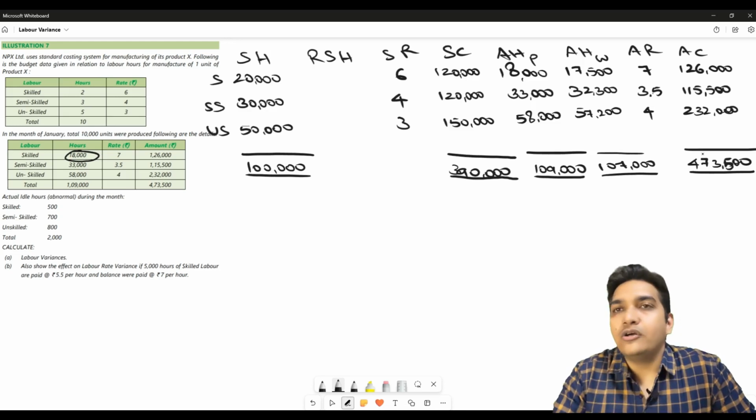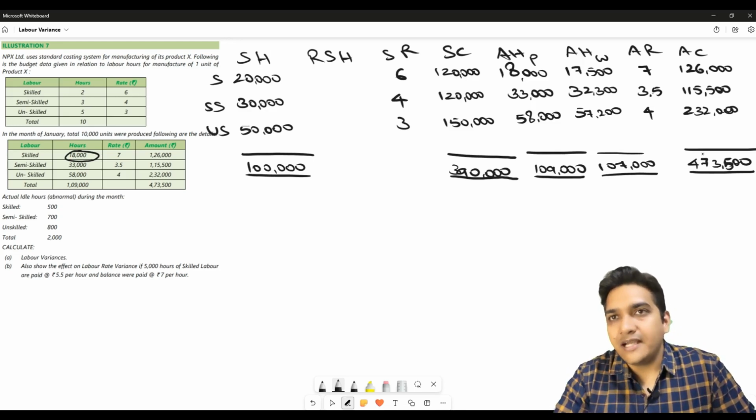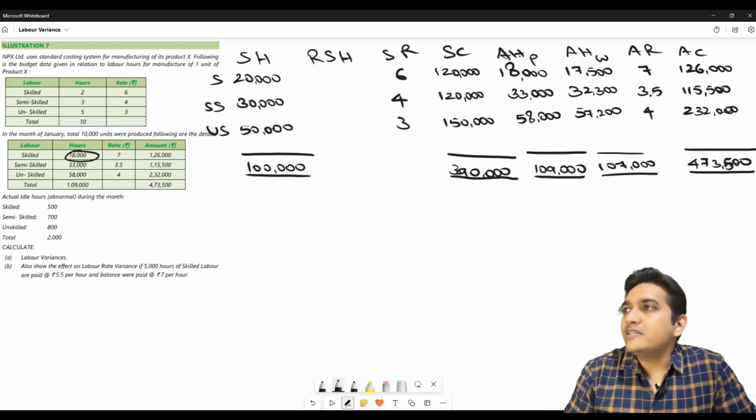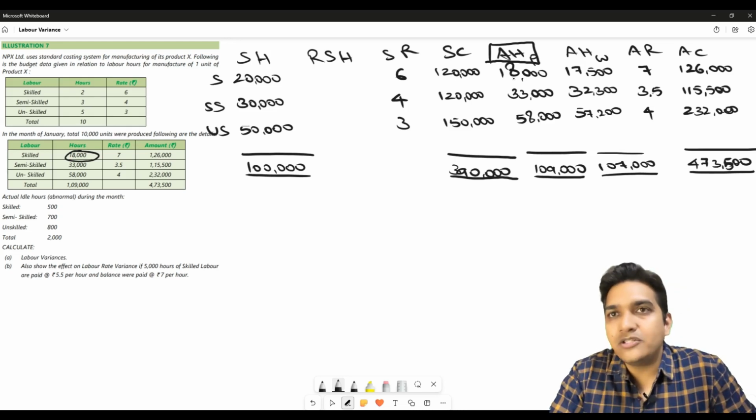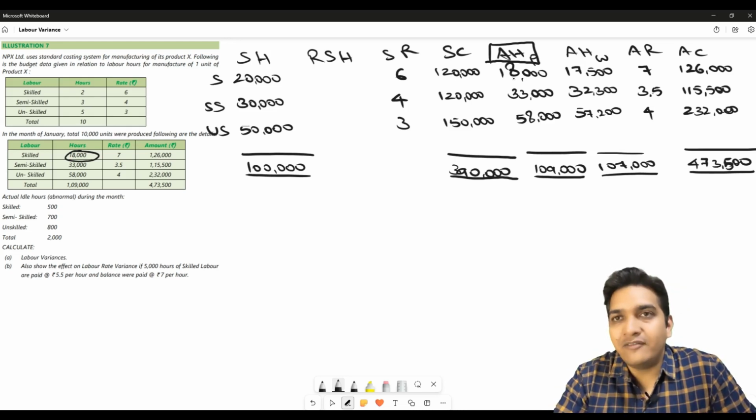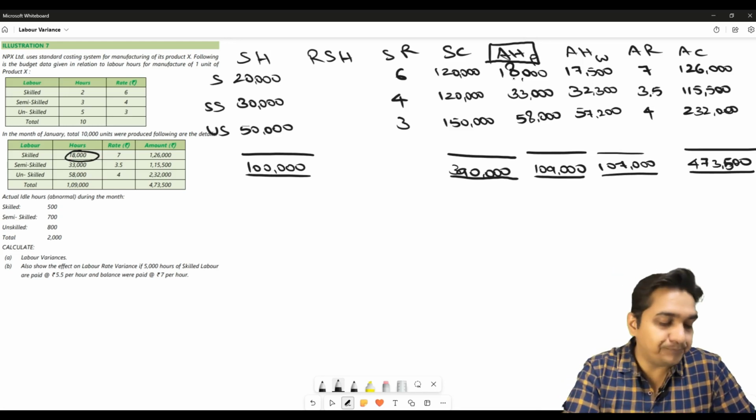Suppose the actual cost was not given in the question, which actual hours do we have to use to compute the actual cost? It will always be actual hours paid, not the actual hours worked. So the actual cost will always be computed based on the actual hours paid. For how many hours have I actually paid the laborers?